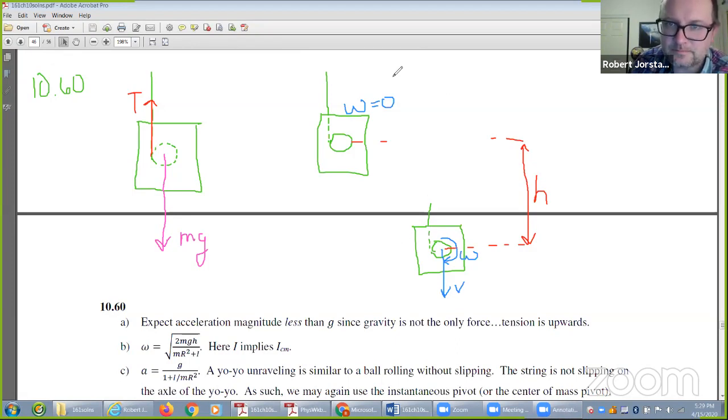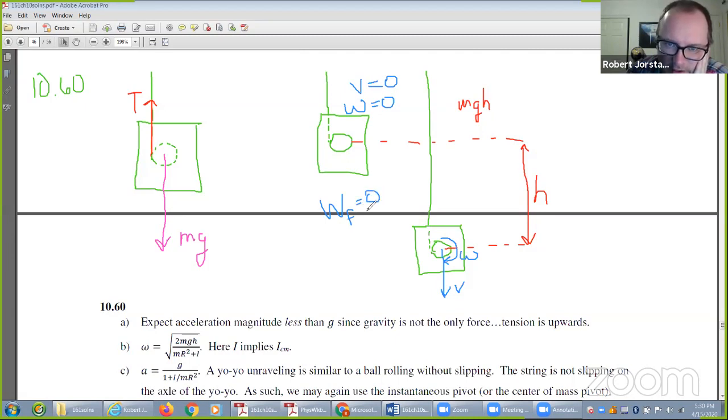From there, you should get something like mgh is the initial energy. And to be clear, v is also equal to 0. It's not translating, it's released from rest. I hope it said that in the problem. Yes, it says release from rest. There's no slipping, so the work done by friction equals 0, because the problem said no slipping. That's what the no slipping is for. It's to tell you that.